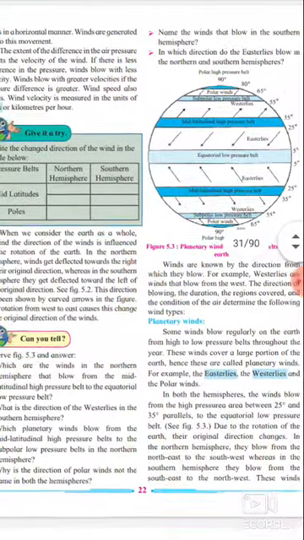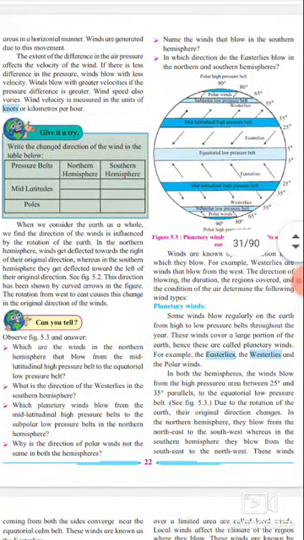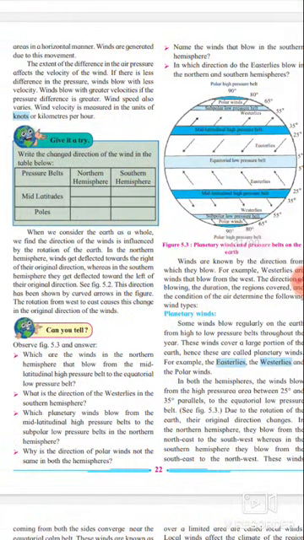See here, when we consider the earth as a whole, we find the direction of the winds is influenced by the rotation of the earth. Obviously, in the northern hemisphere, winds get deflected towards the right of their original direction, whereas in the southern hemisphere, they get deflected towards the left of their original direction.